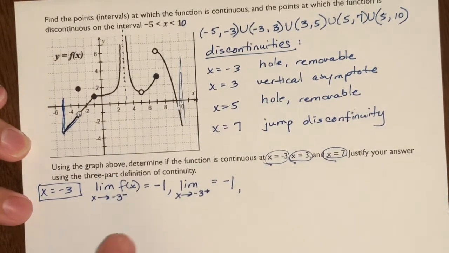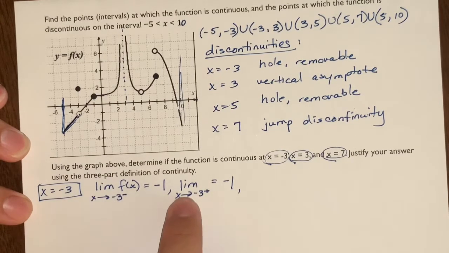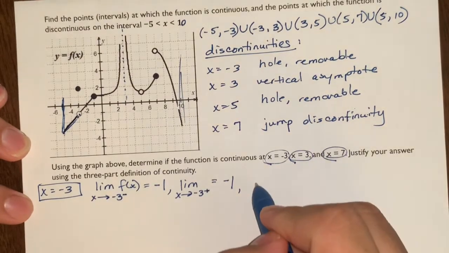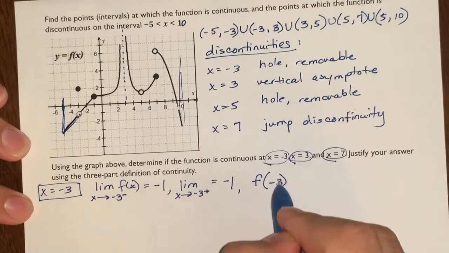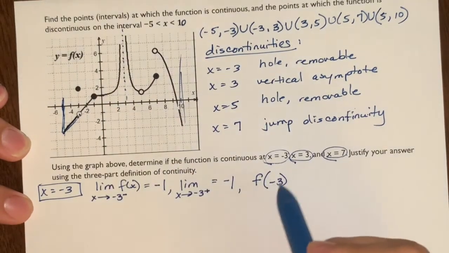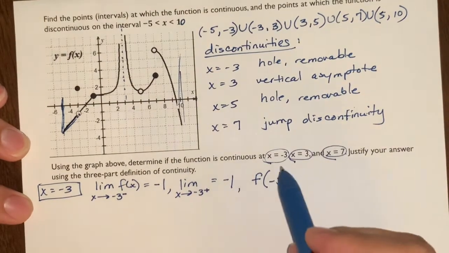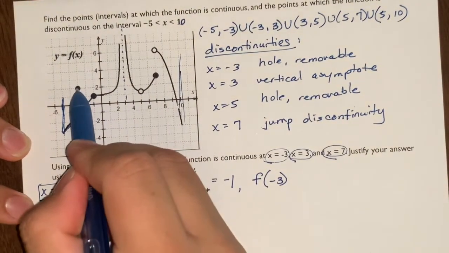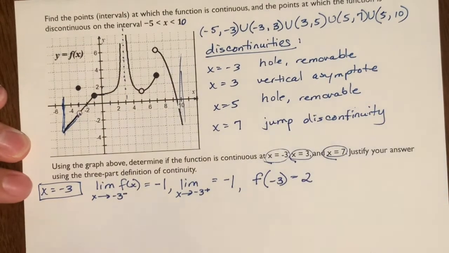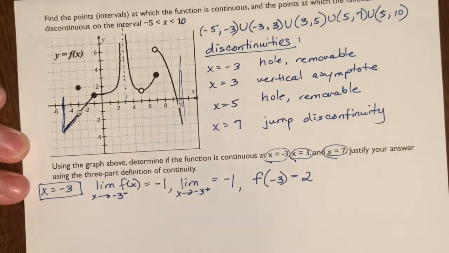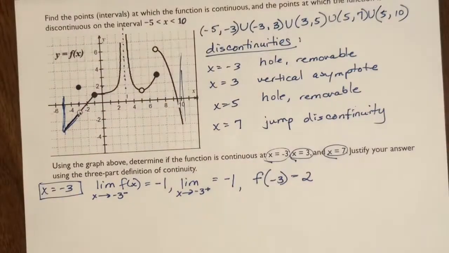Okay, so those are the first two things you do: take the limit as it approaches that x value from the left, the limit as it approaches that x value from the right, and then the last thing you do is take f of that x value. So f of -3, what's the value that it's defined at? It's defined at +2. Once you do these three things, you can decide and justify whether or not the function is continuous at that point.